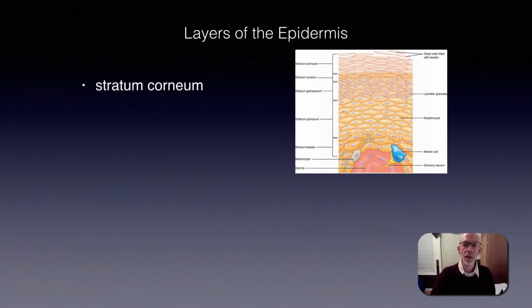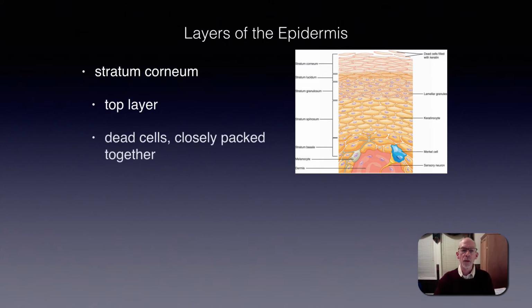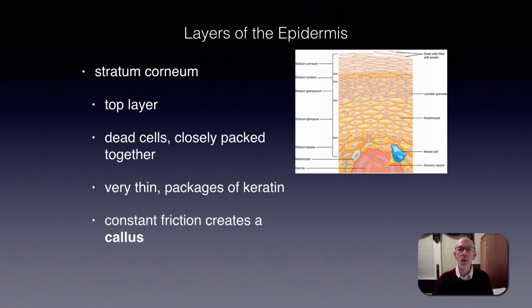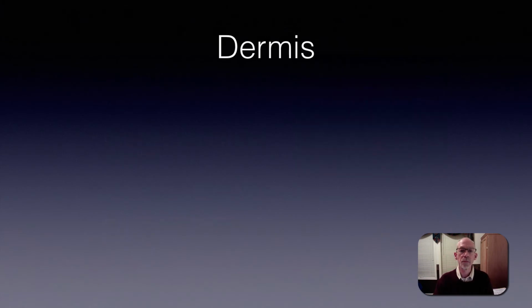The last layer, the layer on the top, is the stratum corneum. This layer consists of dead cells that are closely packed together. In essence, all these cells are just very thin packages of keratin. One other thing to mention is that when there's constant friction on the stratum corneum, you generate a callus.